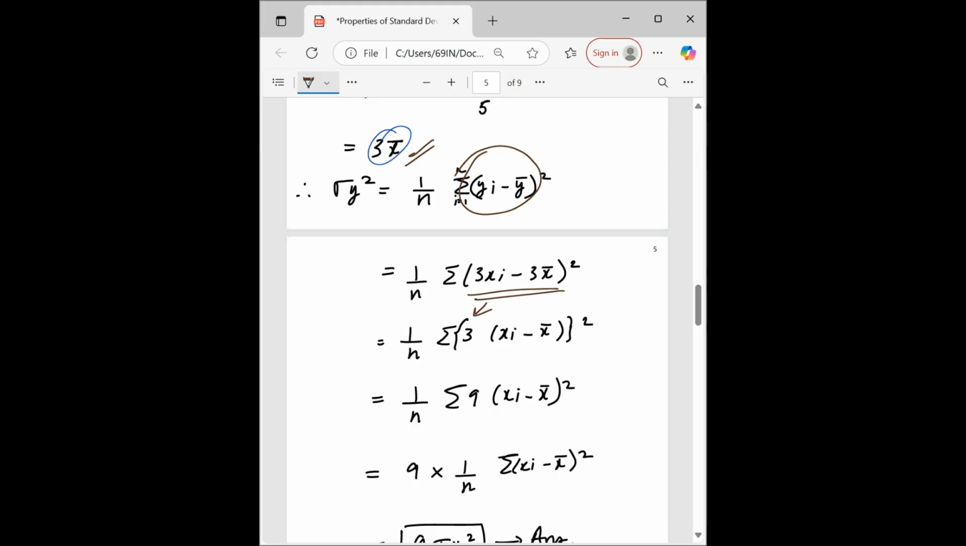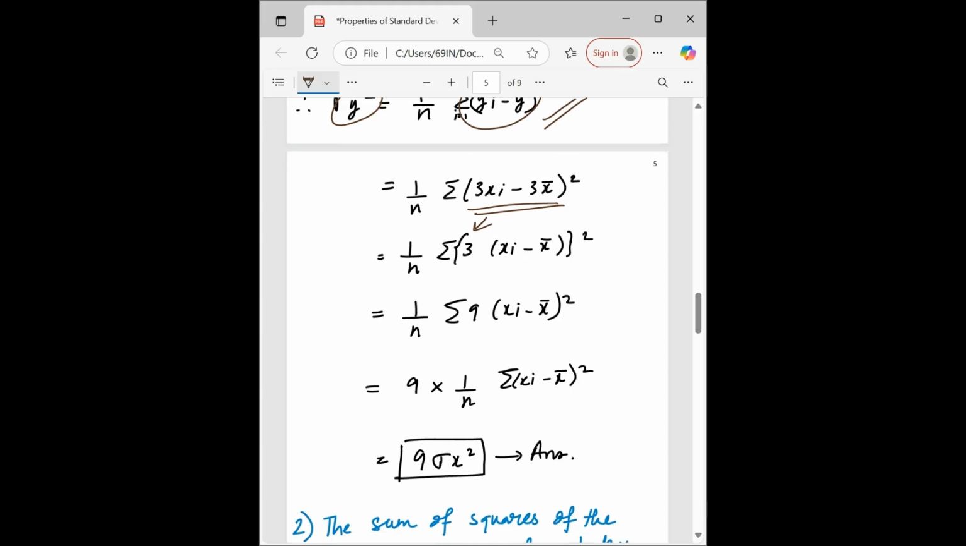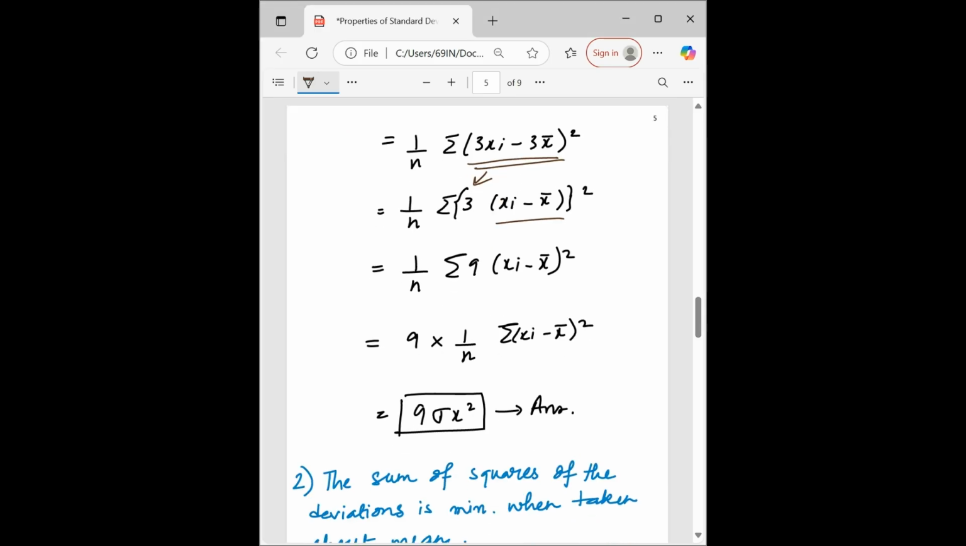Now for the variance, let's follow the calculation line by line. This is the variance. You know the formula for variance. Sigma y square is equal to 1 by n into summation of yi minus y bar whole square. Therefore, which is again equal to 1 by n summation of 3 times xi minus x bar whole square. Now we square what's inside the bracket, remember, and we get 1 by n summation of 9 into xi minus x bar whole square.